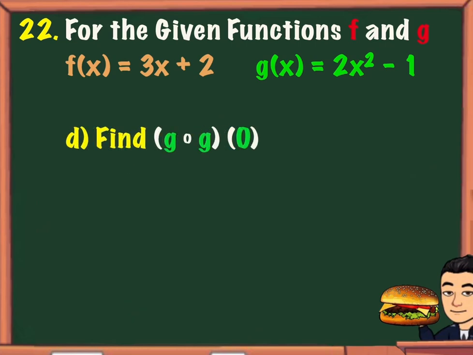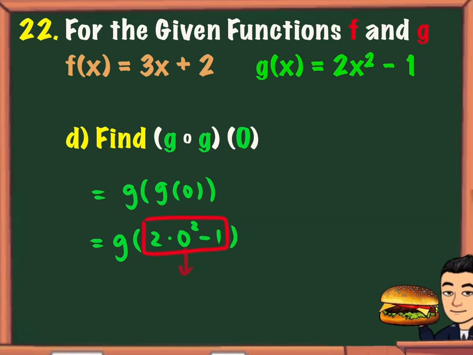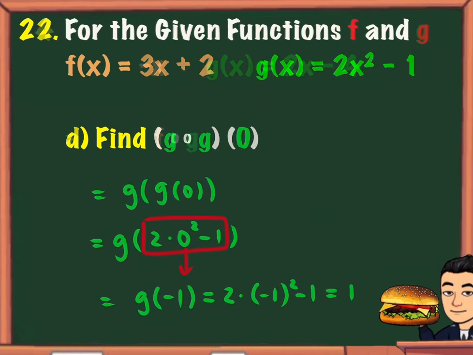For letter D, we're going to have to find g of g of 0. And we know that for g of 0, you're going to plug in 0 into x. So it'll be 2 times 0 squared minus 1. This is going to give you negative 1. So g of negative 1 is equal to 2 times negative 1 squared minus 1. And that equals 1.